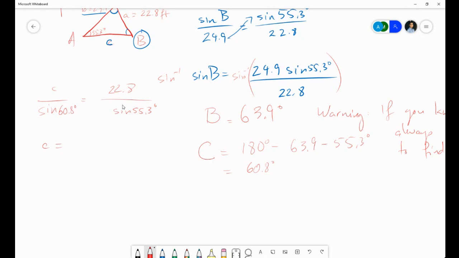Do we still need to be using the inverse of sine to find C? No, because C is just a side, so you just have to multiply sine C up here. So 22.8 times sine of 60.8. You're not solving for an angle, you're just solving for a side. Oh, okay.